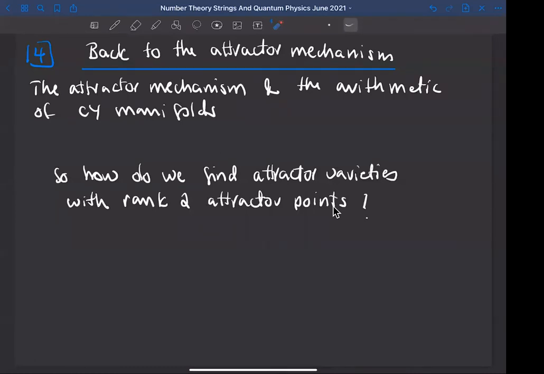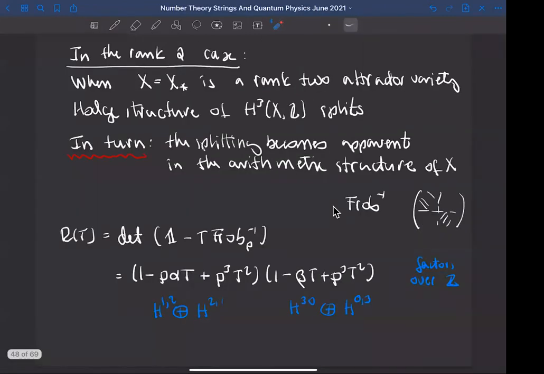So Kentaro was asking before, how do we find attractor varieties with regard to attractor points? That's very hard. So in the rank two case, there's a first point. When you have a rank two attractor variety, something happens: the whole structure of H3 splits. That's again non-trivial. It splits, and the Hodge conjecture tells you that there must be a very deep geometric reason for this. And again, how do you find this?